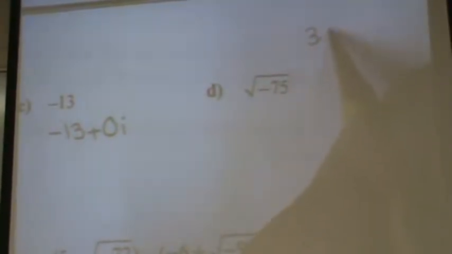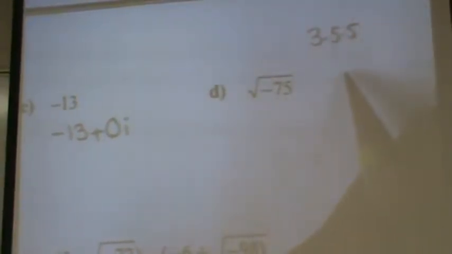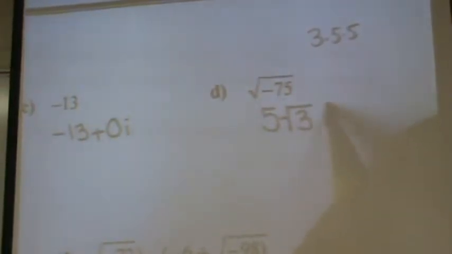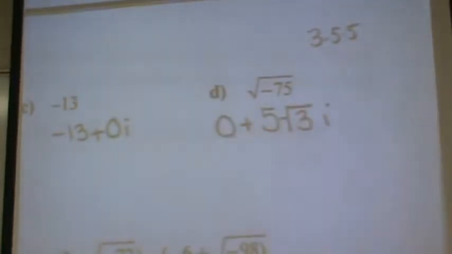So 3 times 5 times 5 is 75, right? So how would you simplify this? Now if you want to put the 0 in, that's your a value, this is your b value, that's your i. Okay, next.